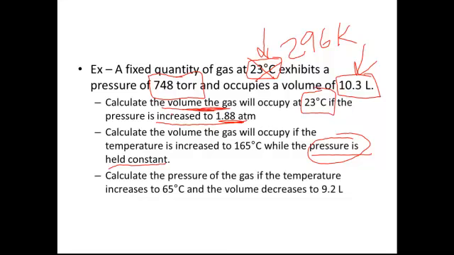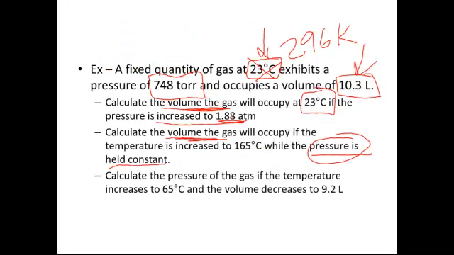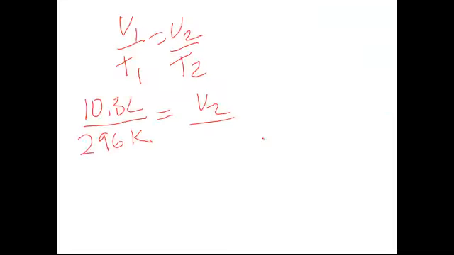Again, they're asking us to calculate the volume. So V2 will be our unknown, and our final temperature is 165. Get rid of that. 273 plus 165 is, I think, 438 Kelvin. And now we solve for V2. So just like always with Charles' law, we're going to cross multiply. We're going to take 10.3 and multiply it by 438.